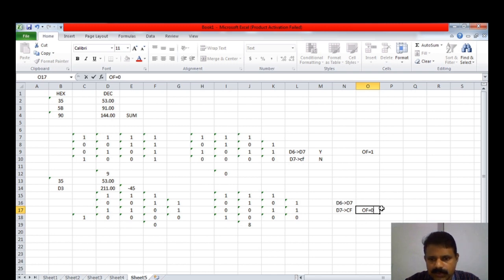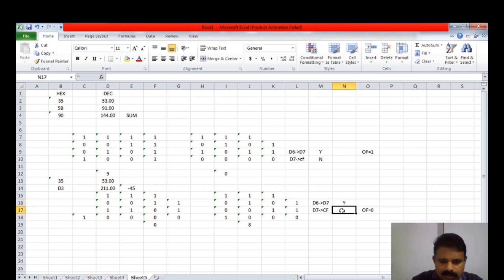See, both of these happened: this is yes, and this also is yes. If you take the XOR, it will be 0. So OF will be 0.